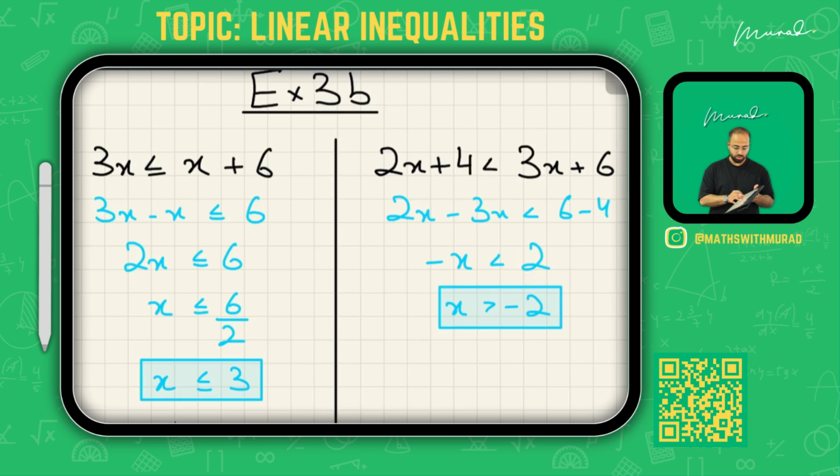Again, what I need to do is multiply the negative sign by this inequality. So the sign of inequality also changes into a greater one. So it becomes x is greater than minus 2.